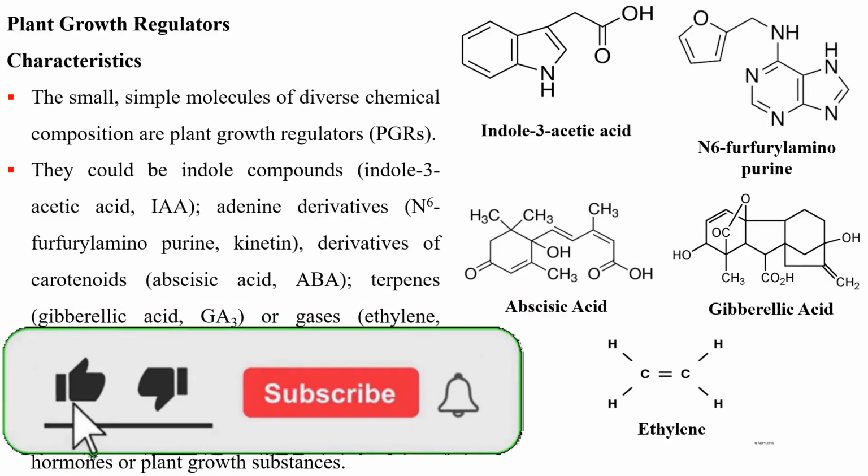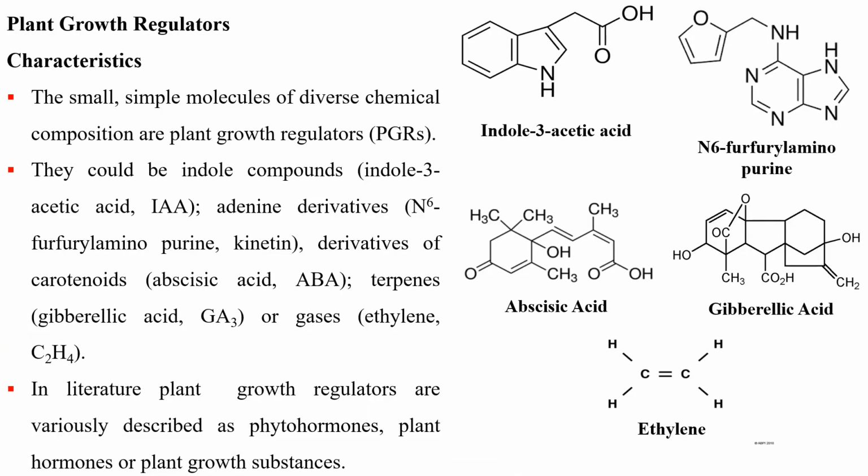Plant growth regulators. Characteristics. The small simple molecules of diverse chemical composition are plant growth regulators. They could be indole compounds, adenine derivatives, derivatives of carotenoids, terpenes, or gases. In literature, plant growth regulators are variously described as phytohormones, plant hormones, or plant growth substances.